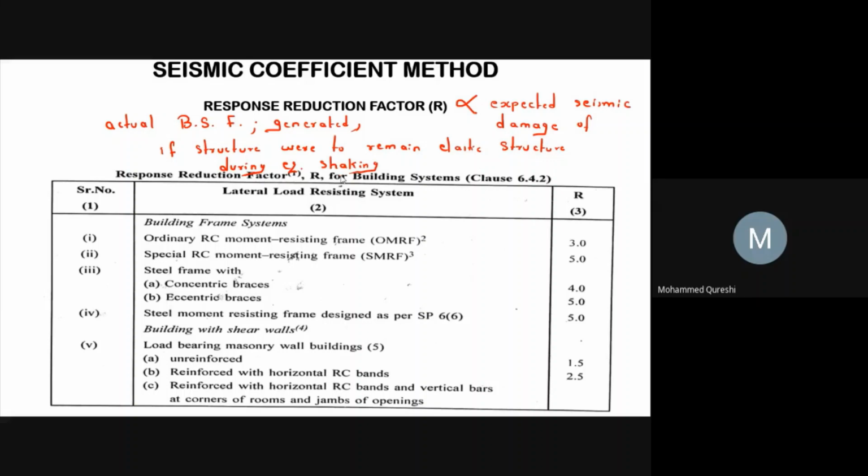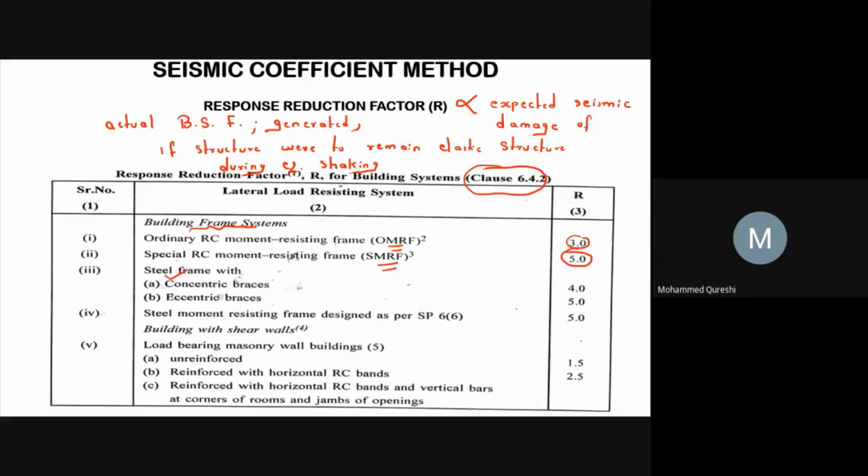Simply, it depends on the seismic damage performance of the structure, whether it will be ductile deformation or brittle deformation. So, response reduction factor for different building systems are given in clause 6.4.2. For building frame system, that is OMRF, ordinary RC moment resisting frame or special moment resisting frame, the values of R would be 3 and 5 respectively.